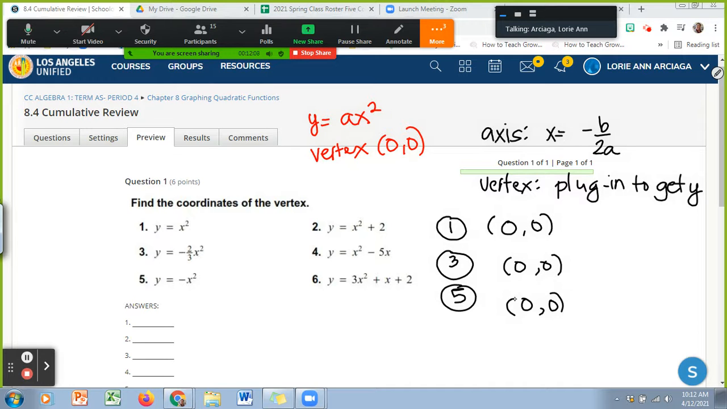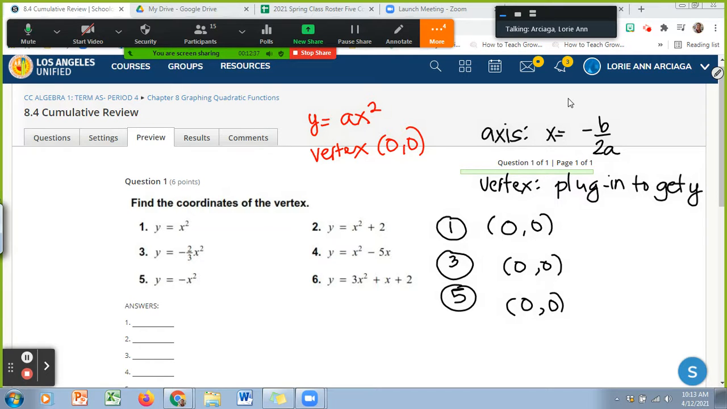Can you tell me in the chat pod when this happens, how must the function look for this to be true? Is it a monomial, a binomial, or a trinomial? When is the vertex 0, 0? What does this look like? Is it a monomial, a binomial, or a trinomial? I want you to type that into the chat pod.